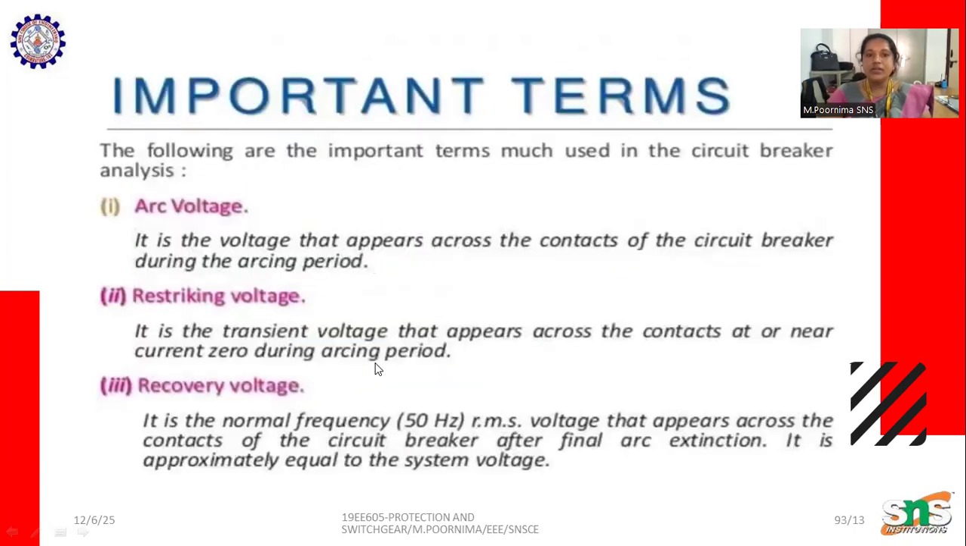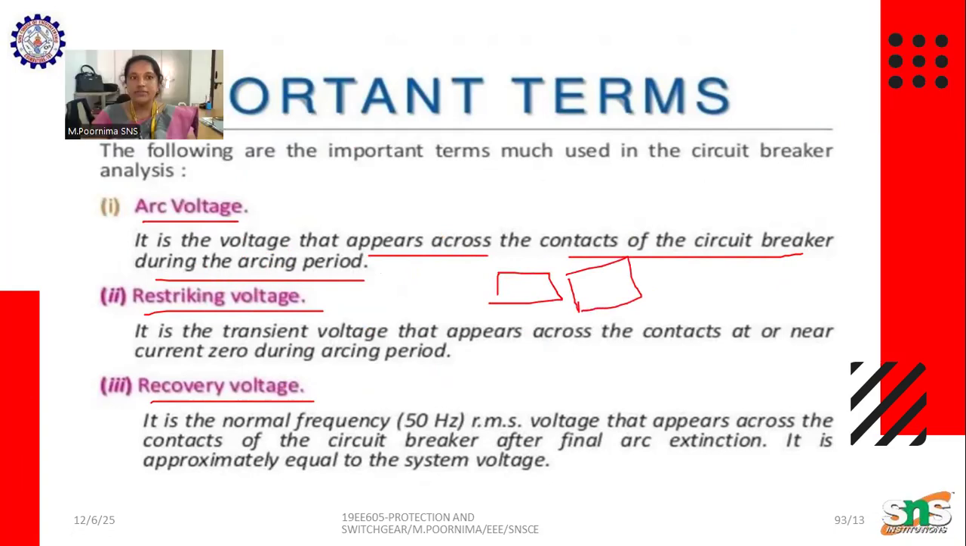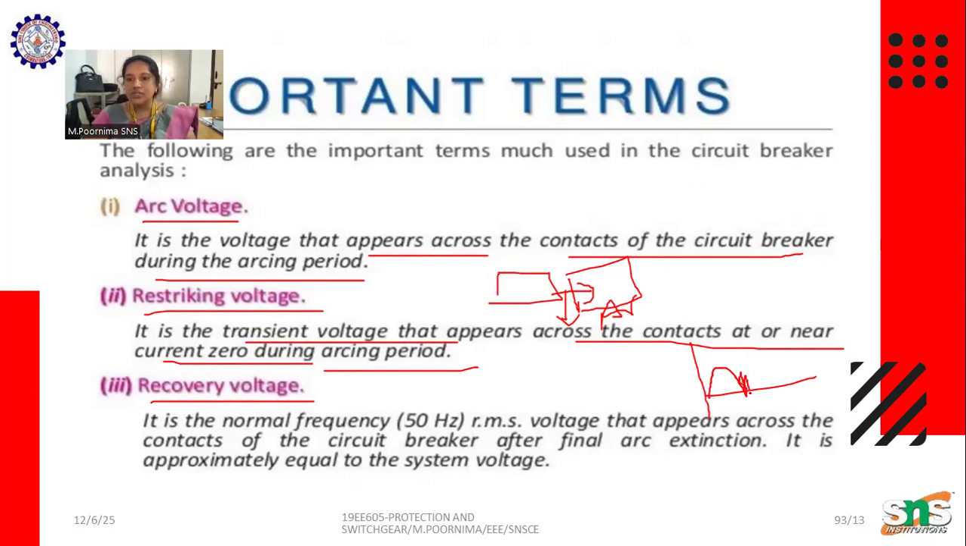Here we have some important terms: arc voltage, restriking voltage and recovery voltage. What is arc voltage? It is the voltage that appears across the contactors of a circuit breaker during the arcing period, when we have a fixed contactor and a moving contactor and the arc is produced. Restriking voltage is the transient voltage that appears across the contacts near current zero during the arcing period.